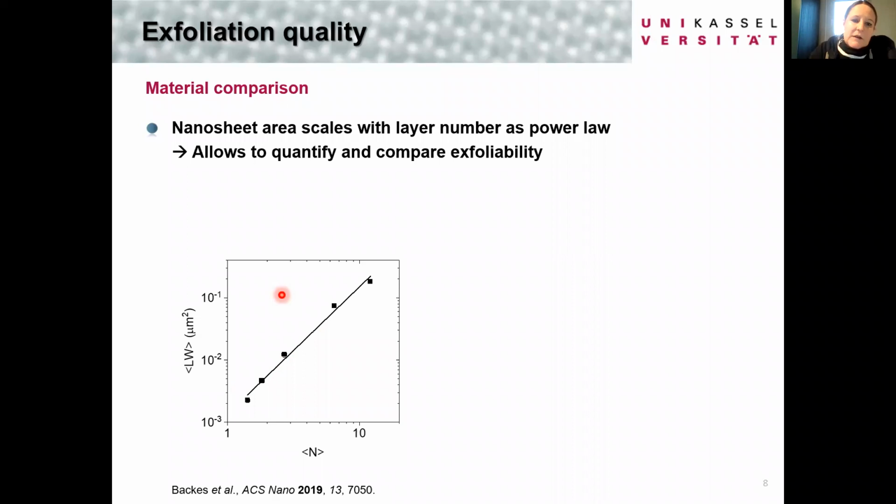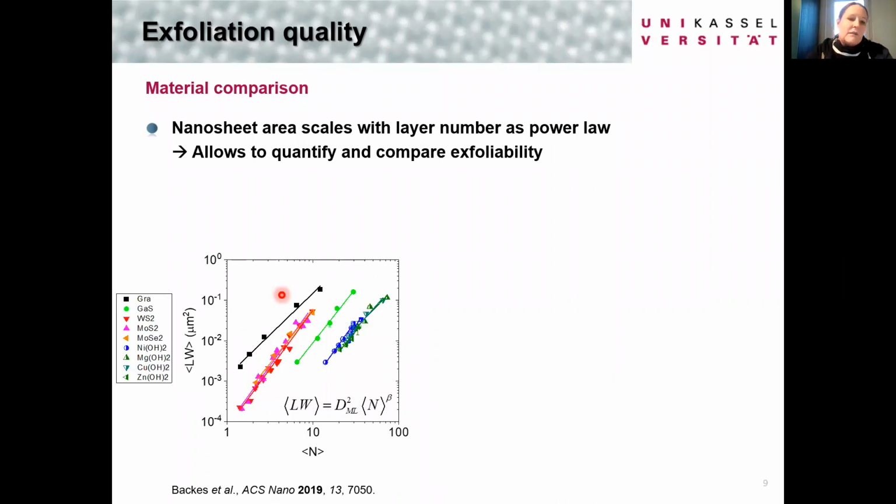Now, how does it look when we use different materials? Do we see the same thing or something different? This is shown in this plot. Here I added in other materials. The reddish ones, for example, are transition metal dichalcogenides, and green here is gallium sulfide. These guys here are hydroxides.